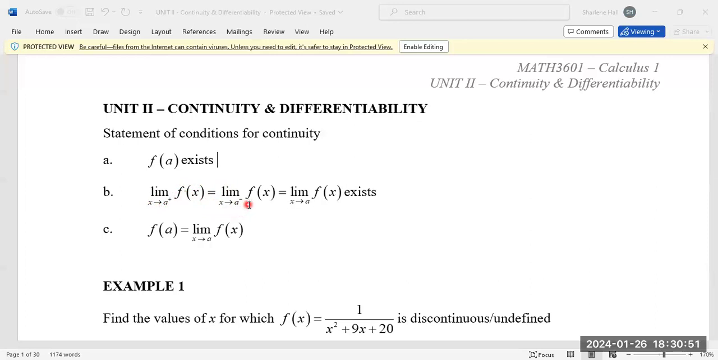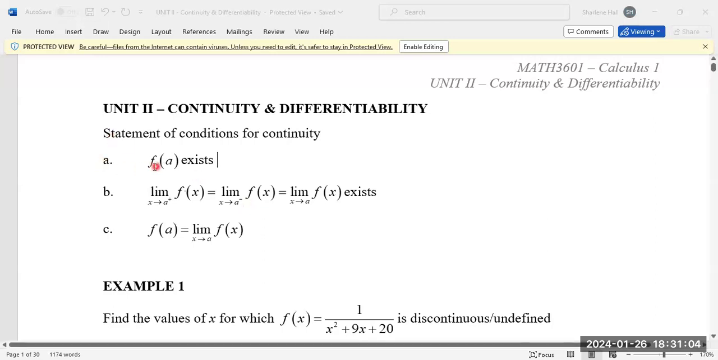So this is the intuitive approach. I'm finding the limit as x tends to 1. I'm going to look to the left of 1, look to the right of 1. If both of them are equal, we say that the limits are of good behavior, and the limit of the function as x tends to 1 exists. And then I can say that f of a is going to be equal to the limit as x tends to a of f of x. So both are supposed to be equal. And those are the conditions for continuity.